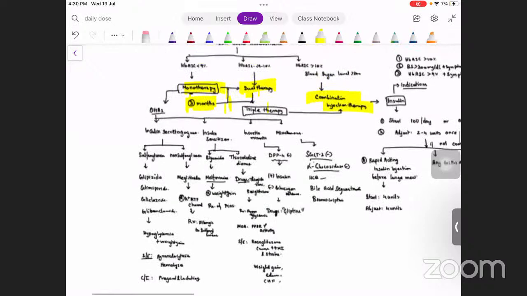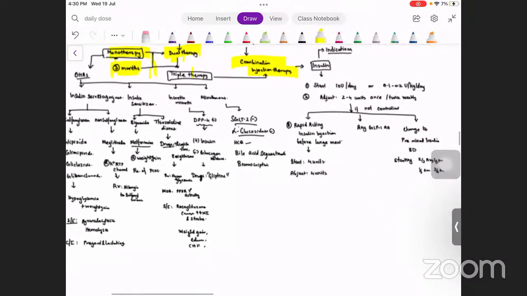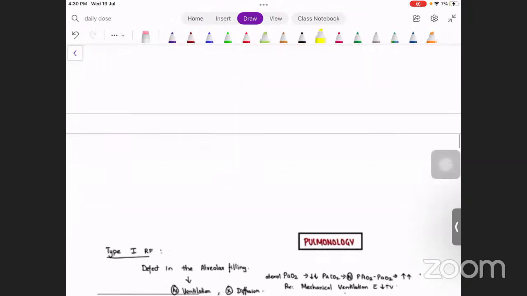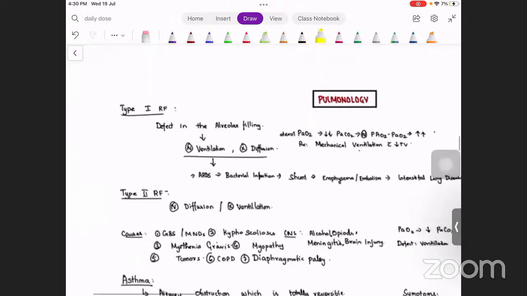Apart from that, we have already studied the drugs and their contraindications back in pharmacology itself, so I don't want to do the drugs part here. So next is pulmonology.